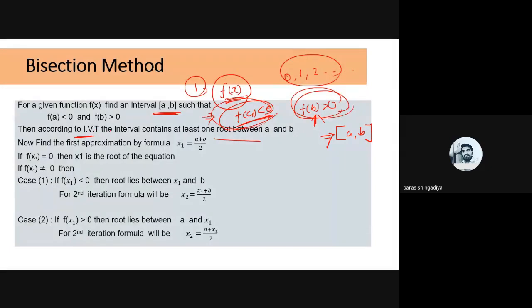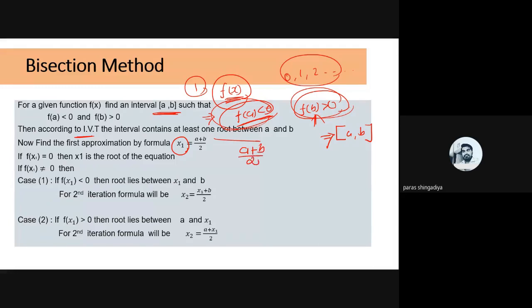By using the IVT, what is the meaning of the intermediate value theorem? If we have such an interval a, b where f of a is negative and f of b is positive, we can say that this interval contains one root of the given equation. So now we have to find this root. How can we find it? By using the bisection method. In the first approximation, the first approximate answer in the bisection method is called x1. How can we predict x1? Just consider the average value of a and b.